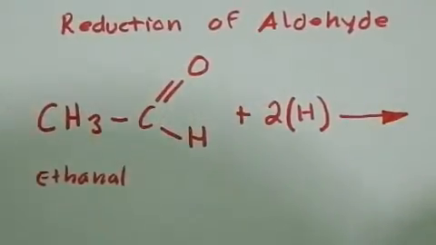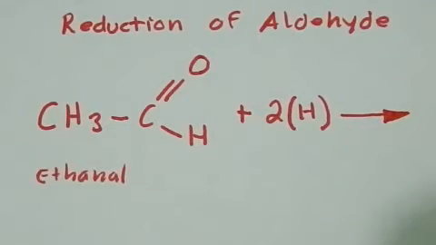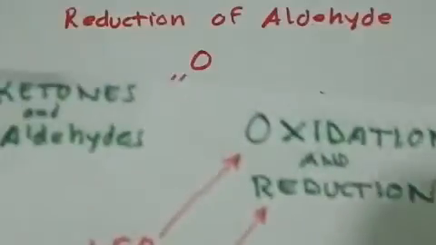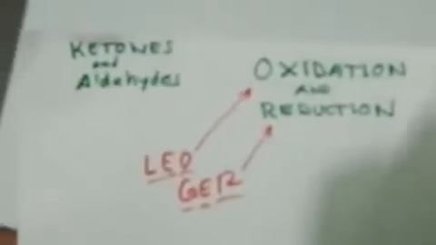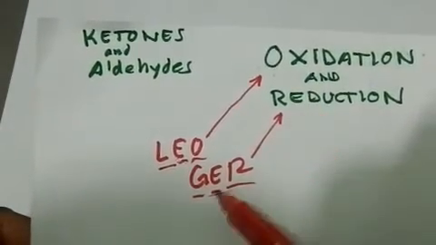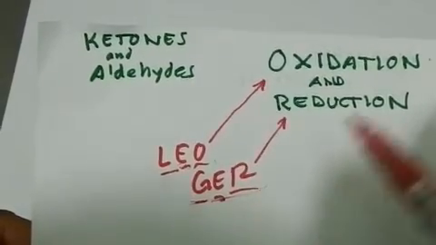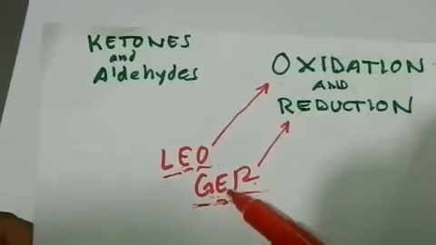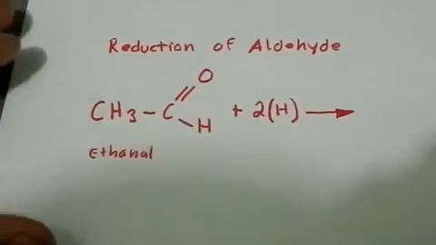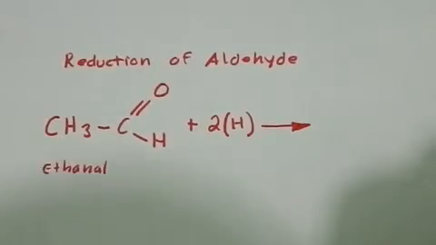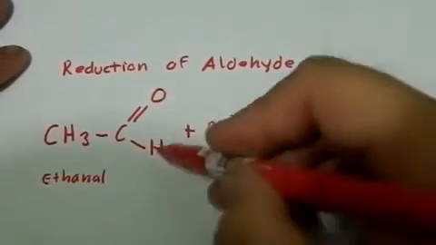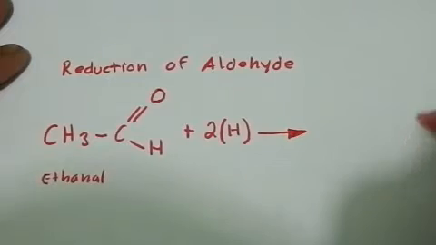Okay, let's try now reduction of an aldehyde. Now remember, during reduction, what do we do? Let me find my paper. Here you go. So during reduction, let me zoom out. During reduction, we gain electrons. Remember, Leo the lion goes grrr. So during reduction, we gain electrons. Now let's utilize that with this problem. Let's try to write this out over here.